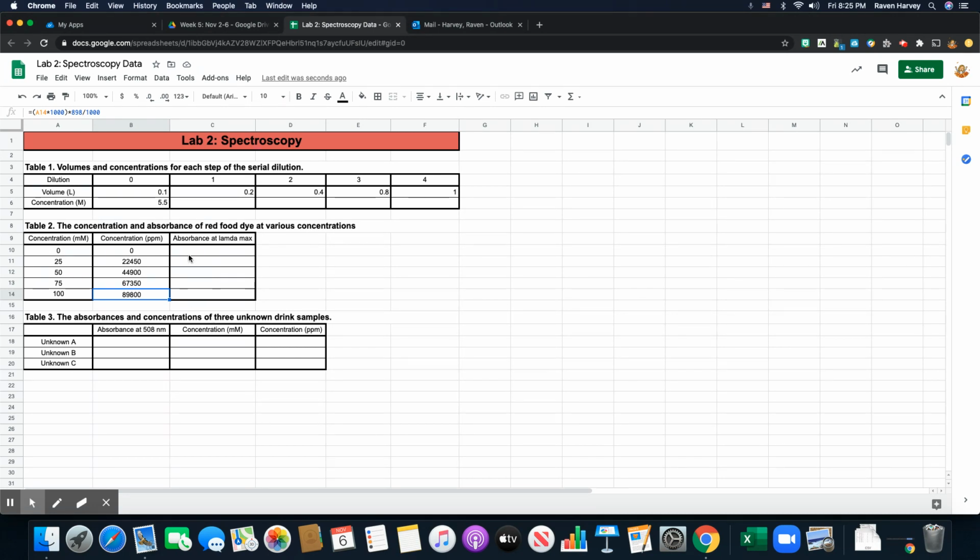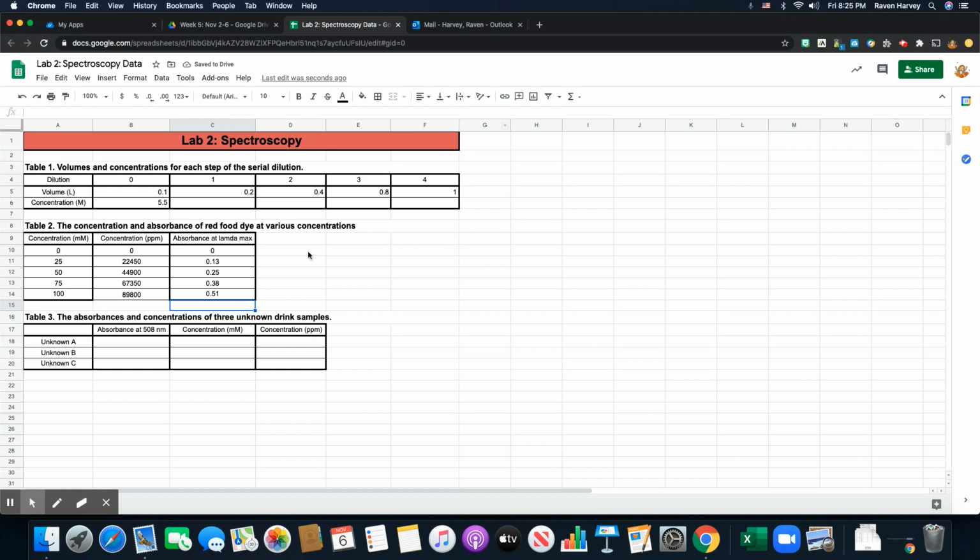Okay. The absorbance at lambda max was something that you would have measured in the lab. So this is data that you're just copying down from the screen as you put these concentrations in. These are just some samples, so yours are probably different. Remember, you're just entering them.